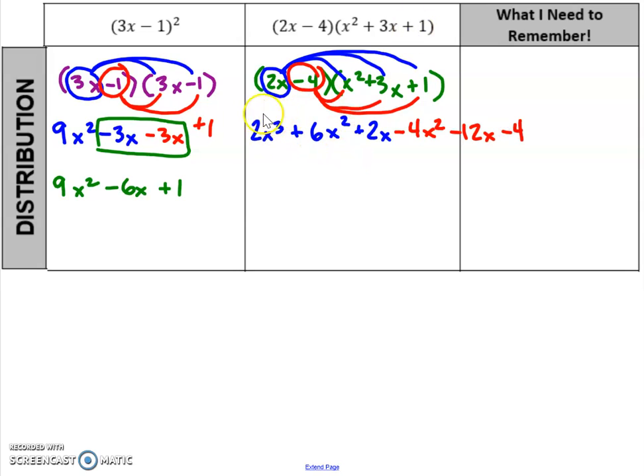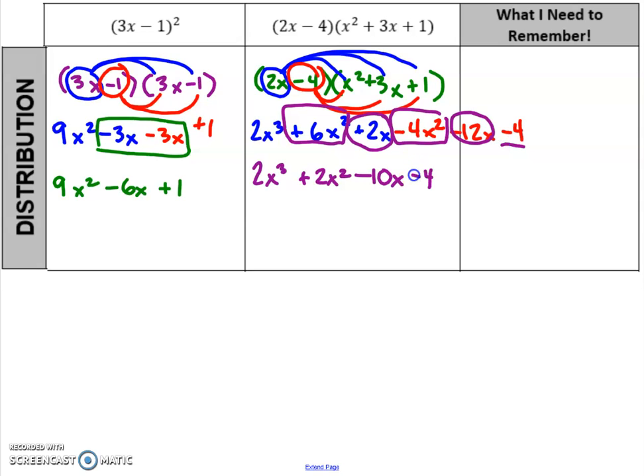All right, so we're combining like terms. So 2x cubed, I don't see any other x cubed, so that stays 2x cubed. All right, now I have my x squareds. So I have 6x squared minus 4x squared is going to be 2x squared. Then I look for the x's. I have 2x minus 12x is going to be negative 10x. And then I have my constant chilling on the end, minus 4. There's my product when I multiply these factors.